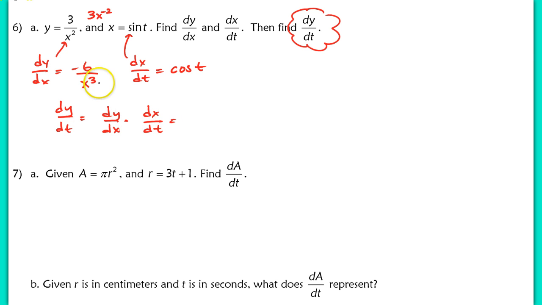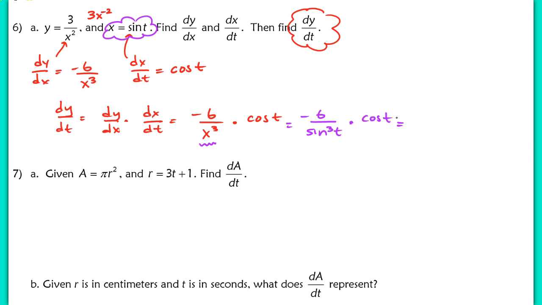Okay. Now we need to make a substitution here though, because dy/dx is in terms of x, right? Negative 6 over x cubed, and dx/dt is in terms of t, cosine of t. So if we want to find dy/dt, that means everything needs to be in terms of t. We're going to make a substitution here and call that negative 6 over, remember x is sine of t, so sine cubed of t, and then multiply that by the cosine of t.